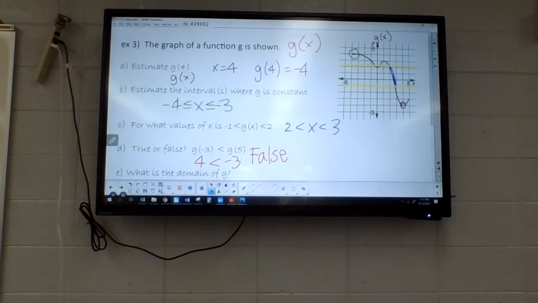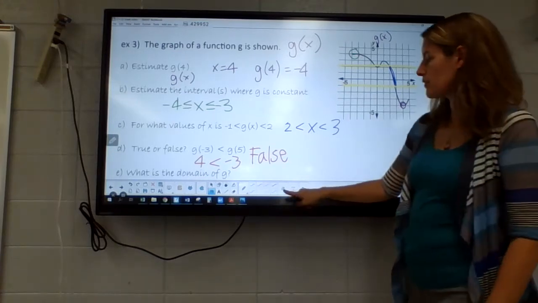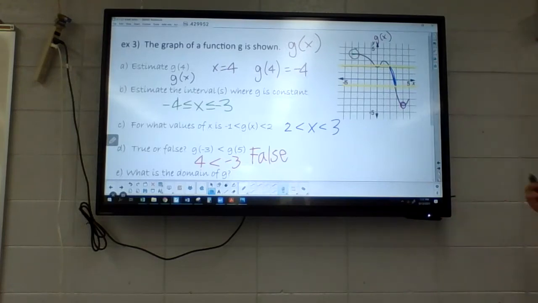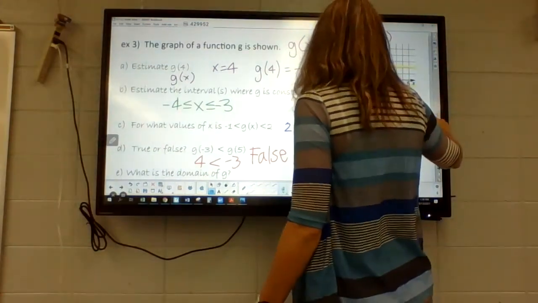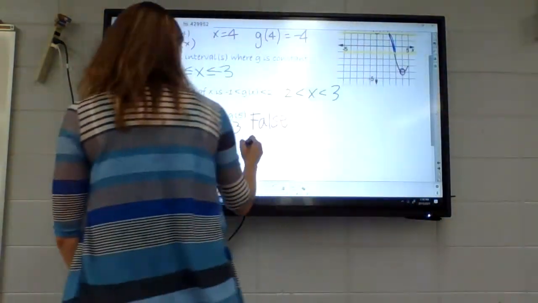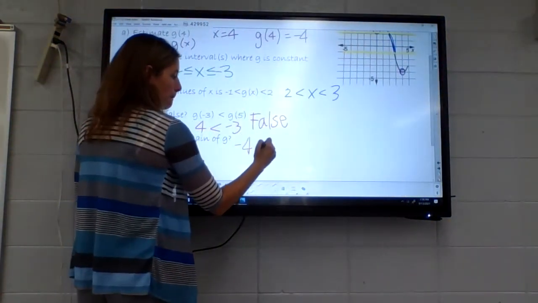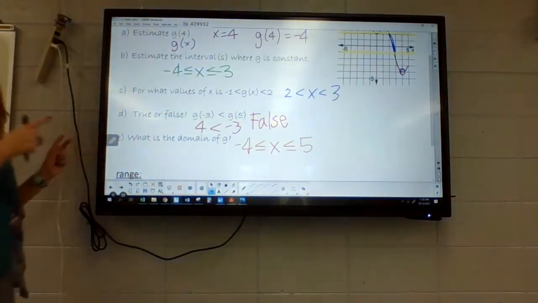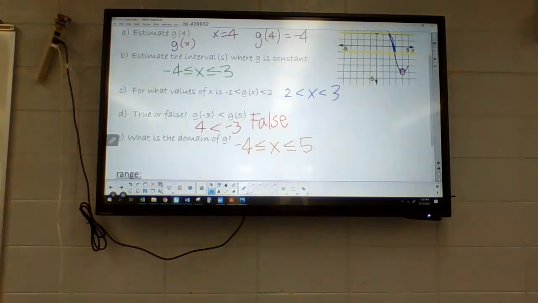Then it asks us what the domain is of G. Remember, domain is the possible x values that make sense for this problem. So low to high are x values. What x values can be used in this problem? So the graph stops. It doesn't keep going on forever. So negative 4 all the way up to positive 5. So x values range from negative 4 all the way up to positive 5.